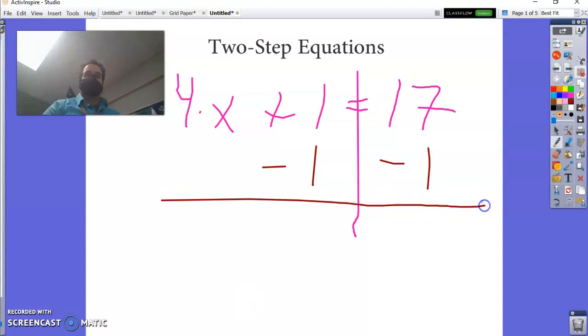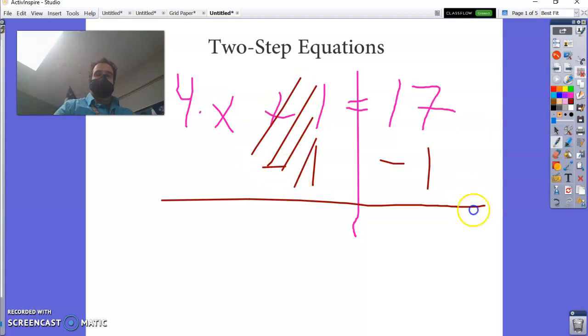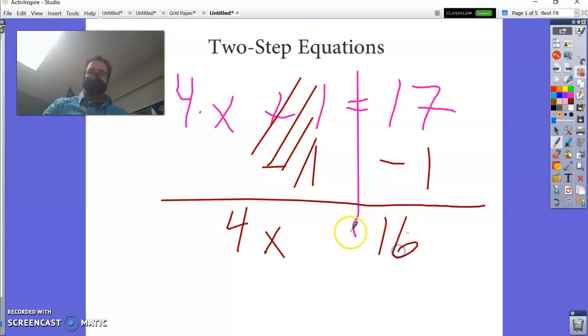I'm going to show a separate step by drawing a line like I would for addition or subtraction, just like if I was adding or subtracting normally. This +1 and this -1 go away. They cancel each other out. I'm left with 4x on the left side. Now I can resolve the right side. 17 minus 1 will be 16.